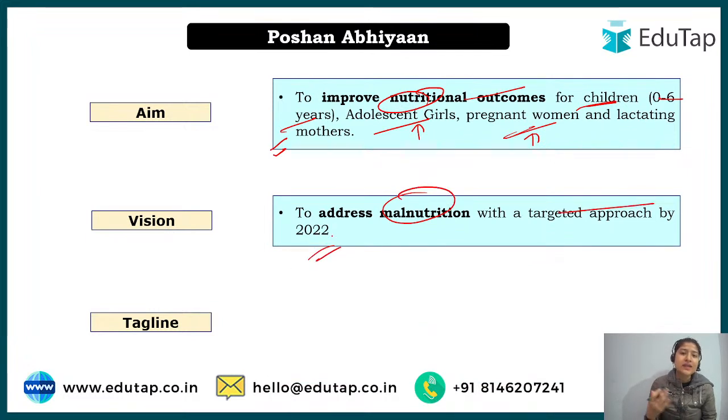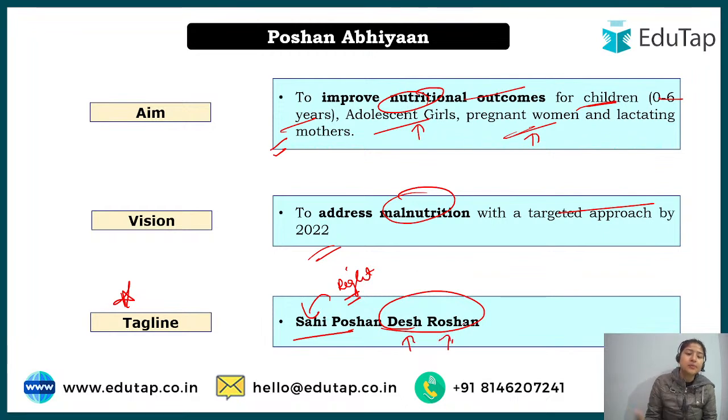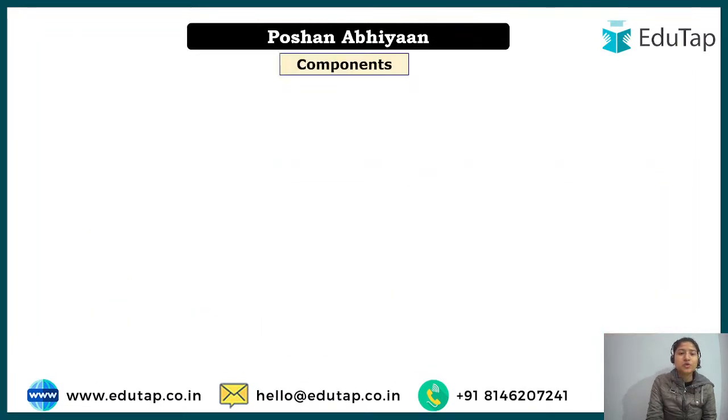That was the target designed under Poshan Abhiyan, that we will address the malnutrition, the deficiency or the challenges that we are currently facing. Okay, and it has a tagline. So taglines are very important. So what is the tagline of Poshan Abhiyan? सही पोषण देश रोशन. With sahi meaning right, with the right nutrition requirement and the fulfillment of those requirements, our country will be brightened. Okay, so this is the tagline of Poshan Abhiyan.